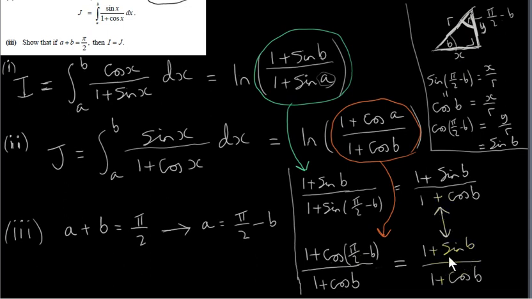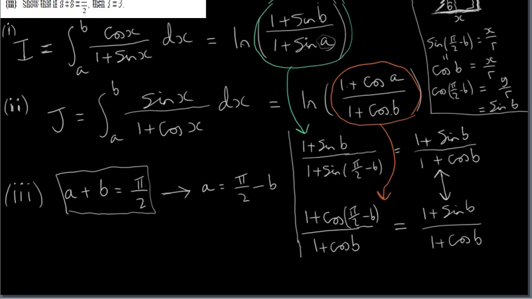And we're done. So we've proven that if a plus b is equal to pi over 2, then 1 plus sine b over 1 plus sine a equals 1 plus cos a over 1 plus cos b. And we just take the ln of both of them. So we've proven that I is equal to j. So we can conclude that I, which is just ln of this thing here, equals j, which is just ln of this.